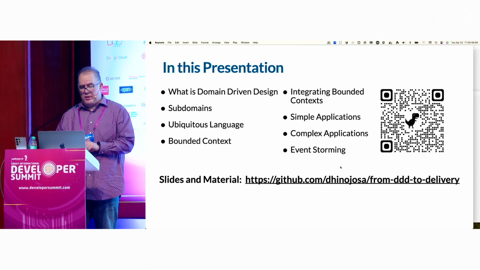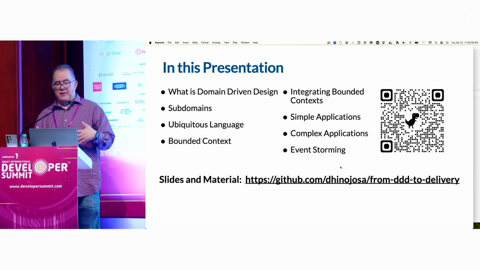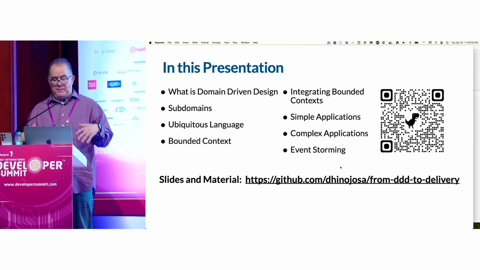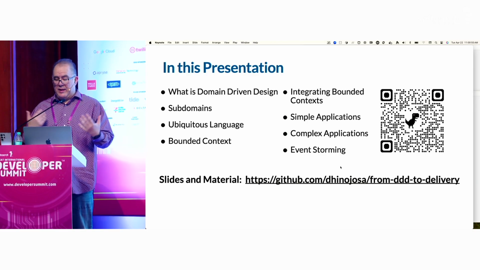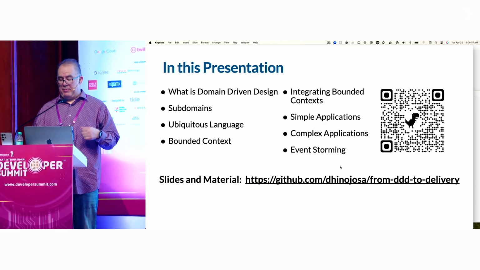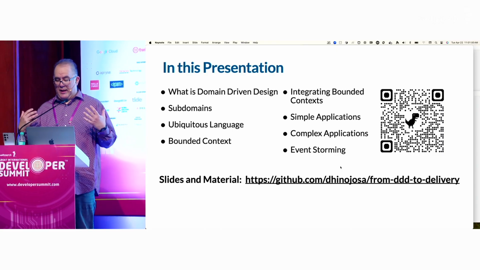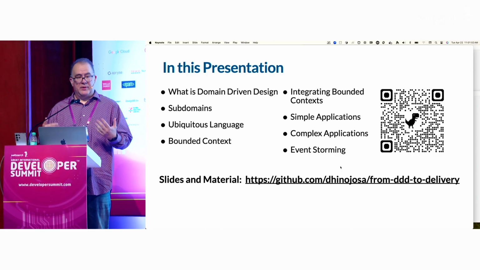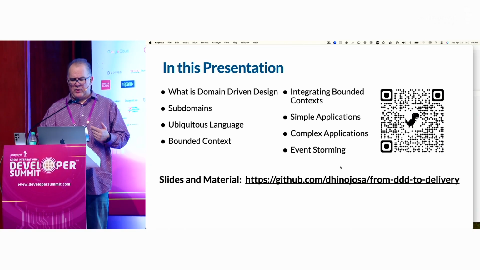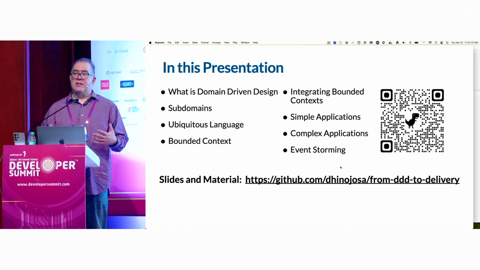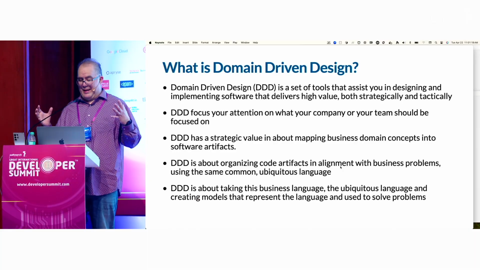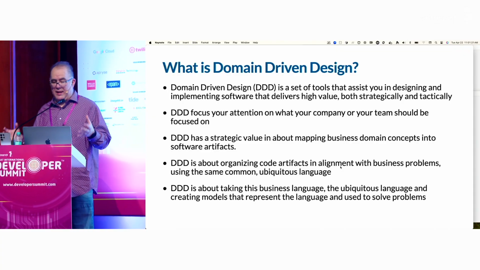We're going to talk about domain-driven design. We're going to talk about subdomains, ubiquitous language, where that comes from, bounded context, integrating bounded context, simple application, complex applications, and where does that lead to? And then we'll talk about event storming. One category that I don't have here is, where does that lead to? And I do believe this is absolutely the key to just about everything. So whatever it is you do at work, however architecture is laid out, domain-driven design is where it's at.